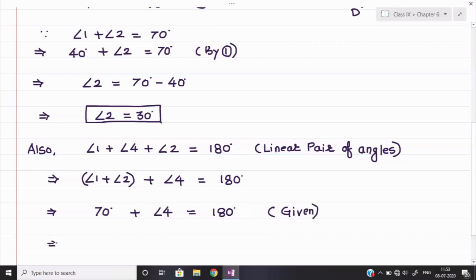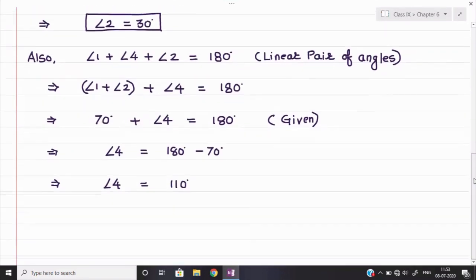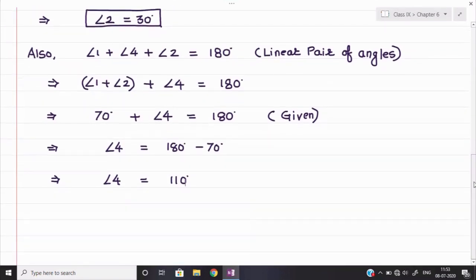Now further, 70 will go to that side, so angle 4 will be equal to 180 degree minus 70 degree. From 180, if I subtract 70, then what will remain here? 110 degree. So the value of angle 4 will be equal to 110 degree. But this is not our answer. You know we require to find the value of reflex angle 4. As I told you earlier, to find the reflex angle, we need to know the value of that angle first. So here angle 4 we found.